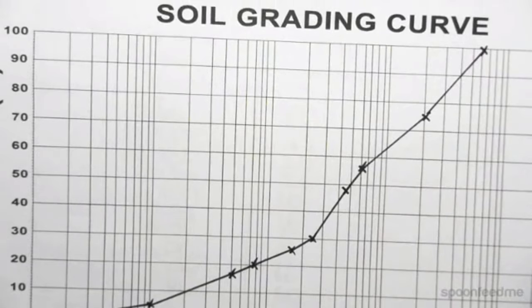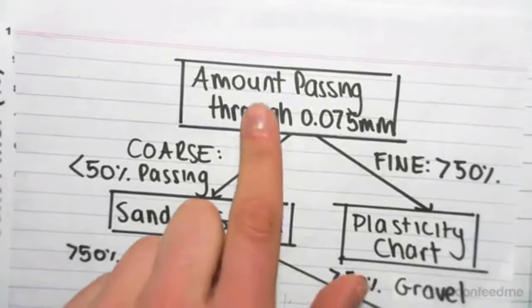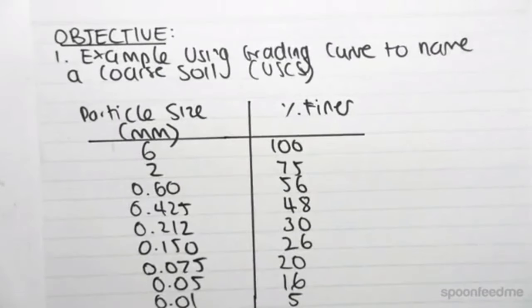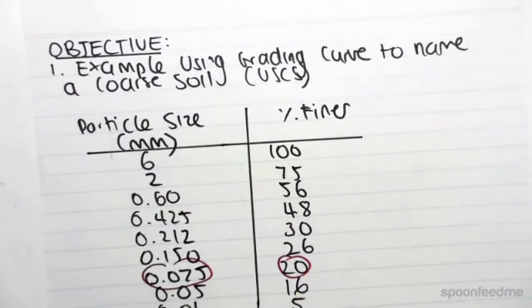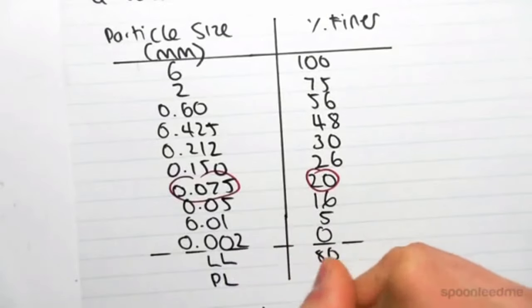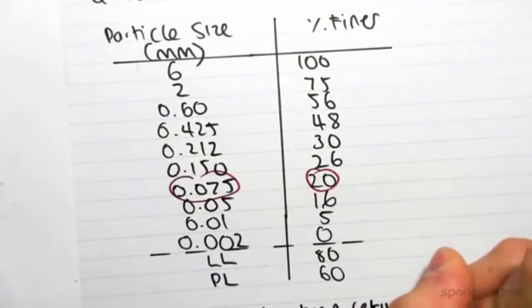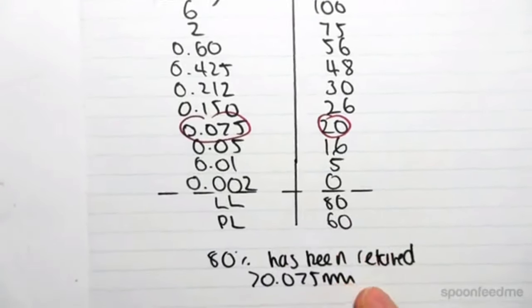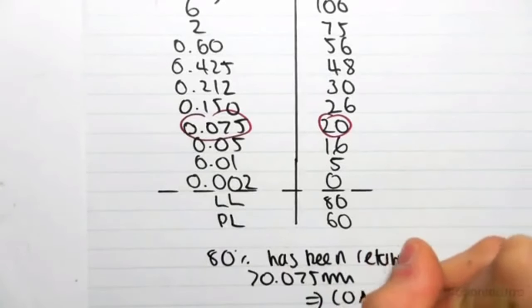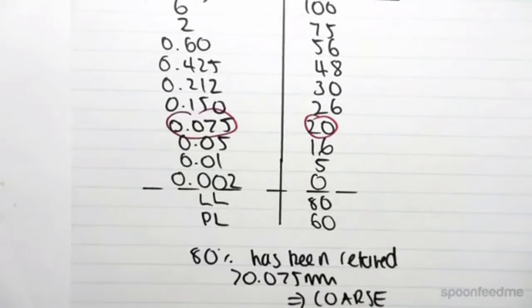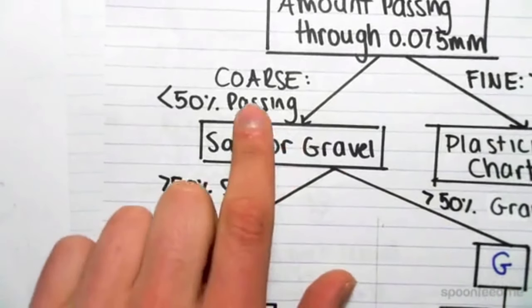The first thing we need to do, as always, is look at our flowchart and determine the amount passing through 0.075 millimeters. So if we come back to our table, at this critical value of 0.075, 20% has passed through. So if 20% has passed through, it means 80% has been retained. So 80% of particle sizes greater than 0.075 millimeters has been retained, which tells us we're dealing with a coarse material because the majority has particle sizes greater than 0.075 millimeters. Okay, so we know we can come down this branch because we're dealing with a coarse material.